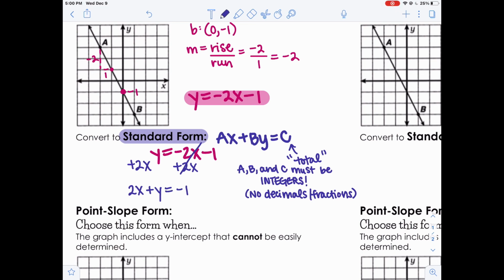We really like for the x to be first and the y to be second. But that's all there is to it. We just need to get the variables together. So a little rearranging and we are in the form that we need, okay?